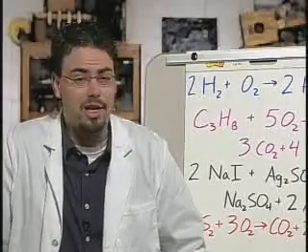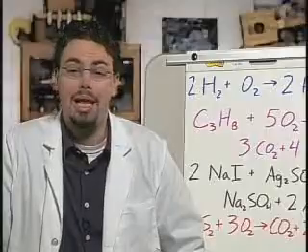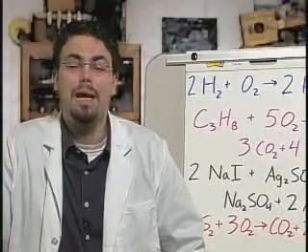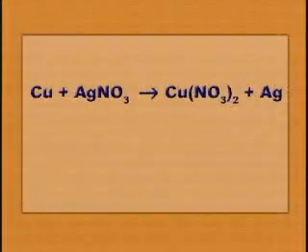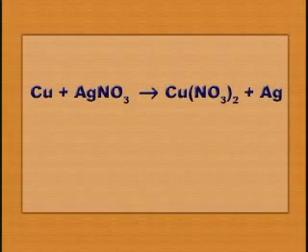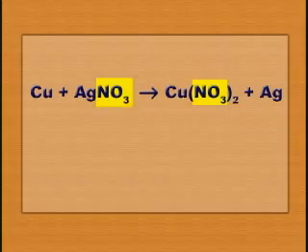Let's look closer at that hint about polyatomic ions being balanced as a single unit. Maybe you should see an example. Cu plus AgNO3 yields Cu(NO3)2 plus Ag. Do you see the polyatomic ion that appears on both sides of the equation? The nitrate ion, NO3, is on both the reactant and product sides of the equation, so we can balance this polyatomic ion as a single unit.